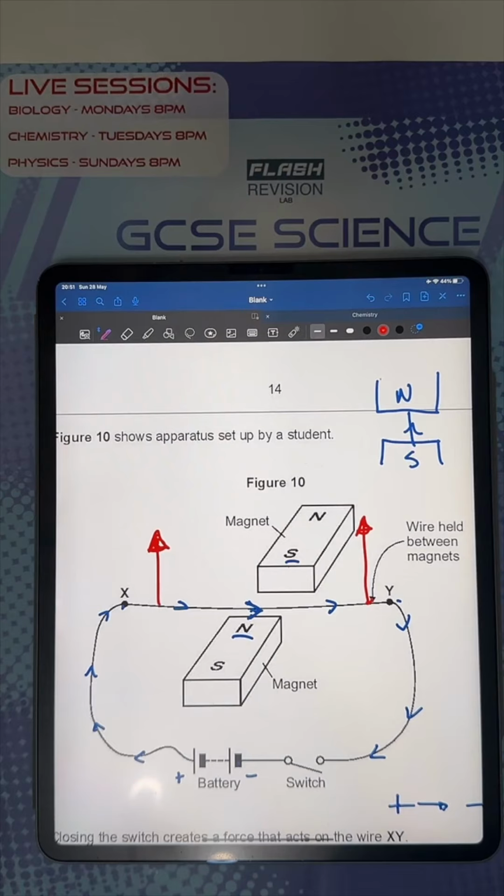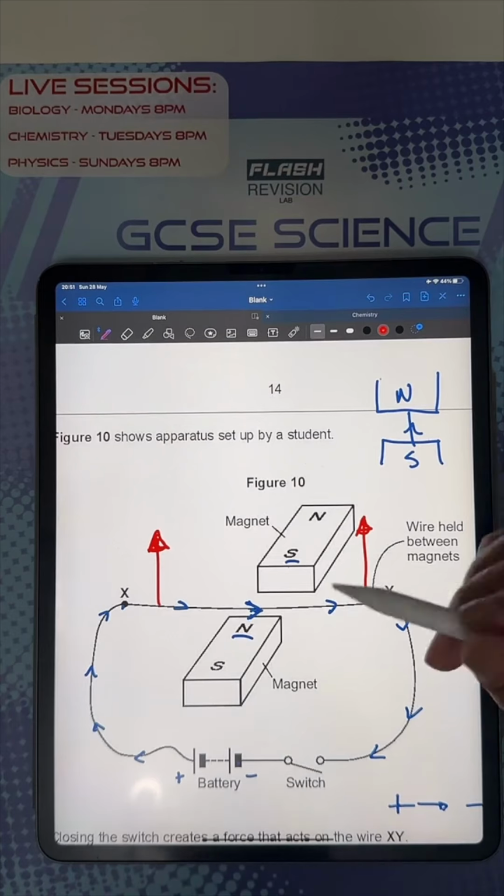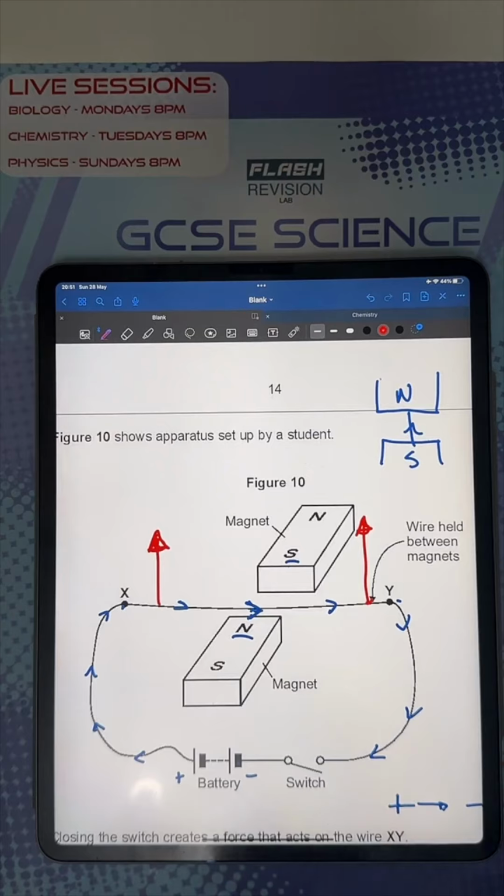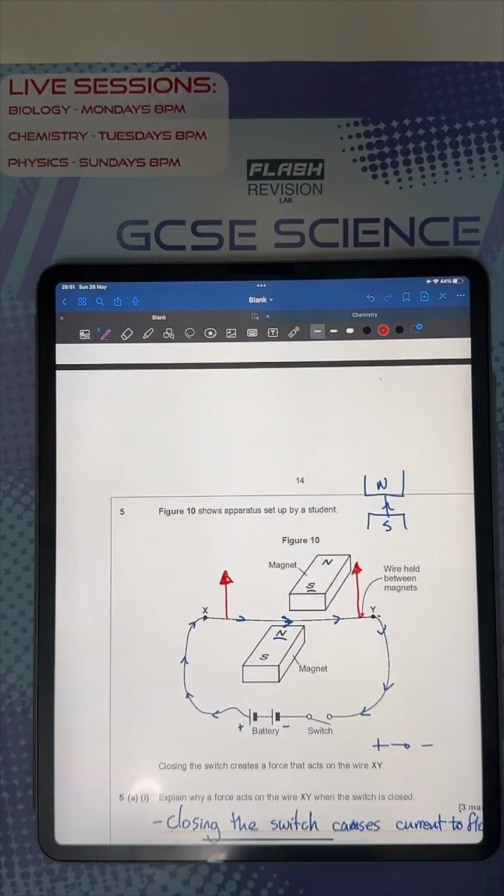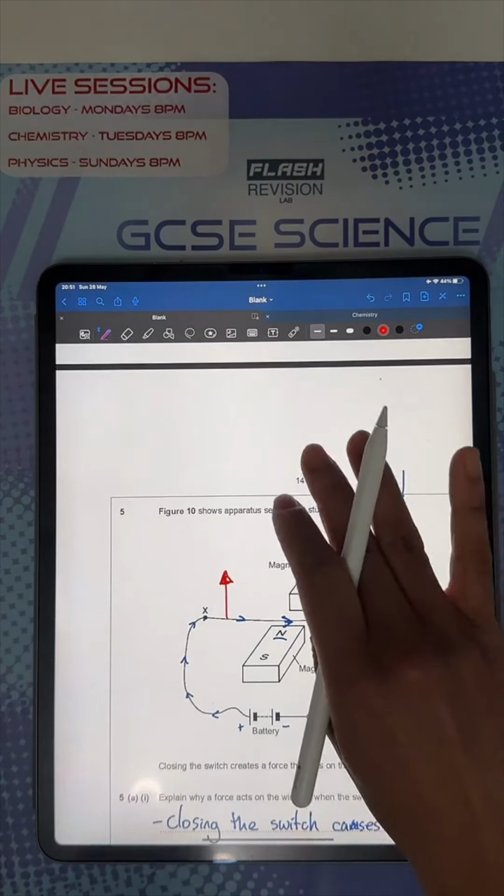Does that make sense, guys? I might make a video on this because I know loads of people struggle on this. I'll have a think. But yeah, I think we'll leave it there.